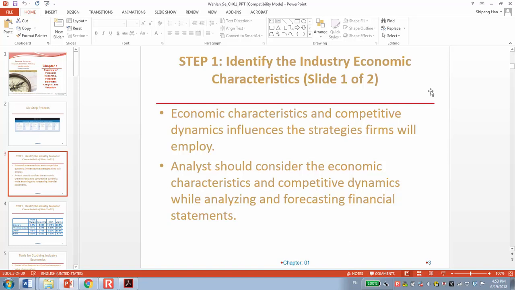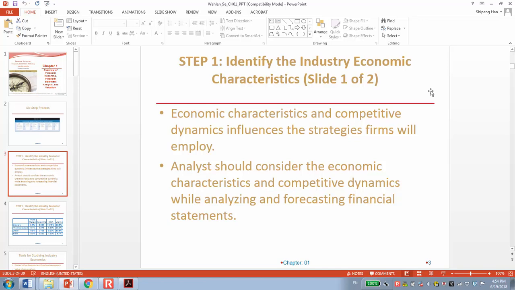Identify the industry economic characteristics. So this is the first step of financial statement analysis. It is very important. This is also the step where we do not investigate the target firm directly. We investigate the industry where the company is being operated.